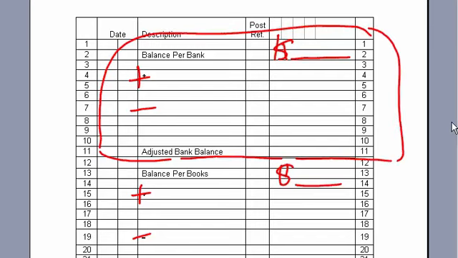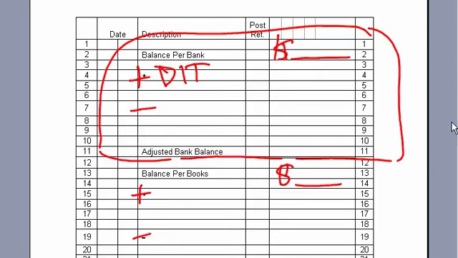So you may have put in a deposit on a Saturday night or a Sunday when Saturday was the end of the month. Well, it's not going to be until Monday morning that they process that deposit. Therefore, that deposit isn't going to show up until the bank statement for the next month. So we've already recorded it in our checkbook. What we need to do to the bank balance is add what's called deposits in transit.